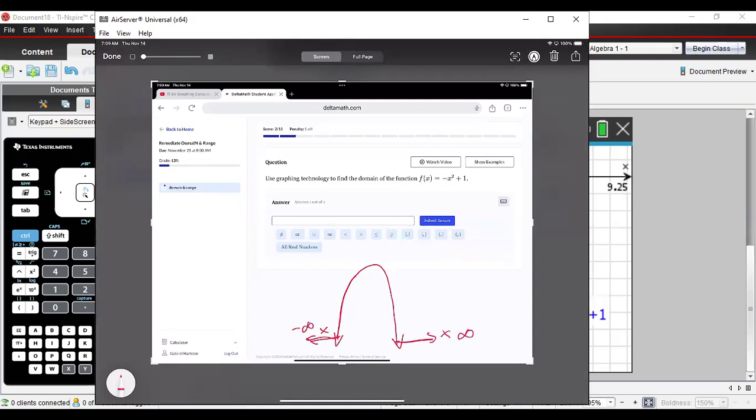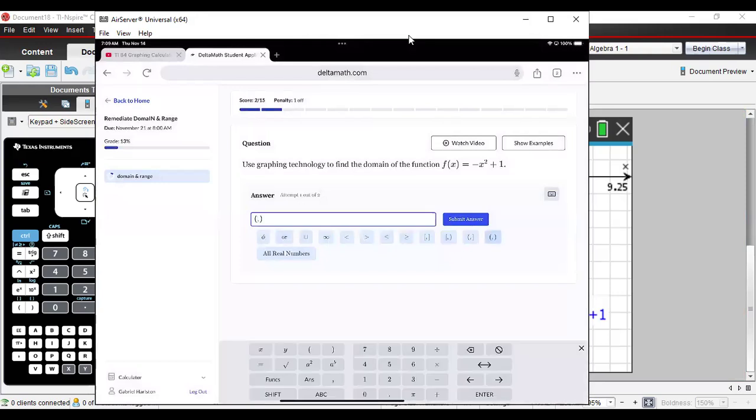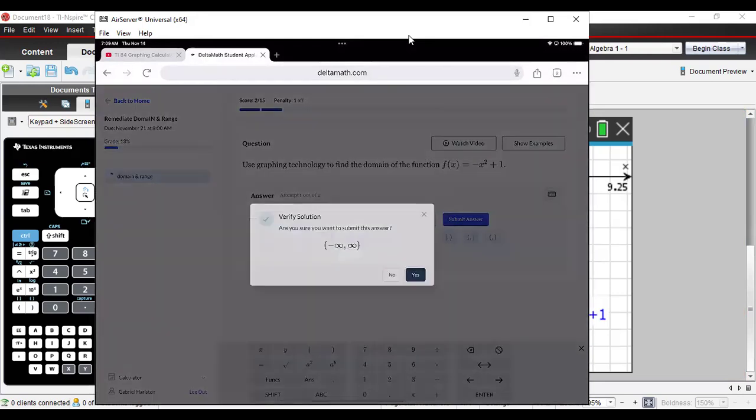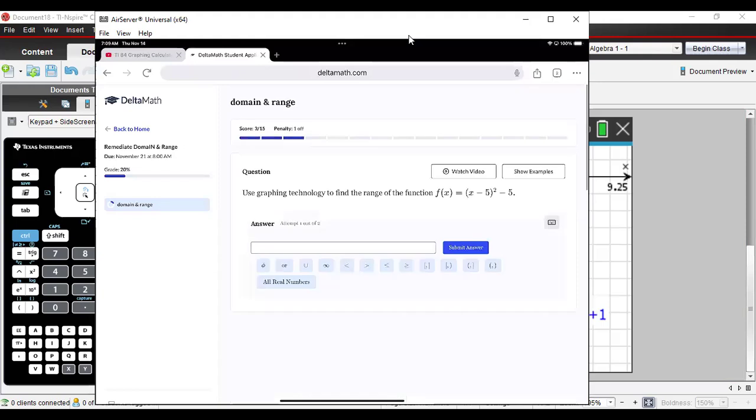So that would be our domain, because we need the X values, not the Y values. So it's going to be from -infinity to positive infinity, and you submit it. All right, let's go. Next problem.